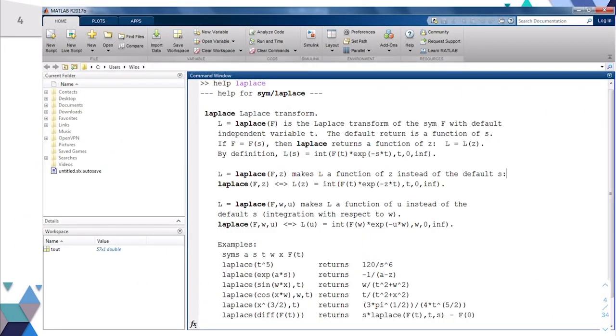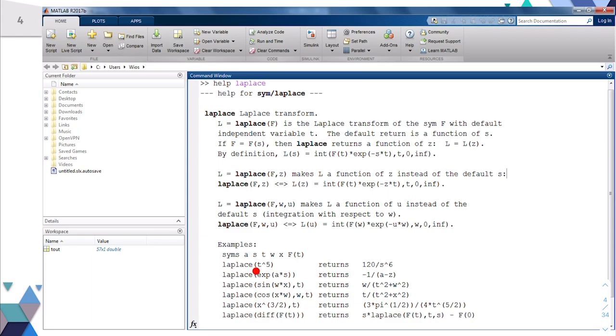Okay, now let's learn how to find the Laplace transform using MATLAB. You can type help laplace in order to obtain an explanation regarding Laplace transform using MATLAB. Okay, let me jump to the example. Have a look here. Initially we need to declare all variables that will be involved in our equation. For example, a is a constant, s is the Laplace domain, t is time, w is another constant, x is the function, and f(t) is a function of time.